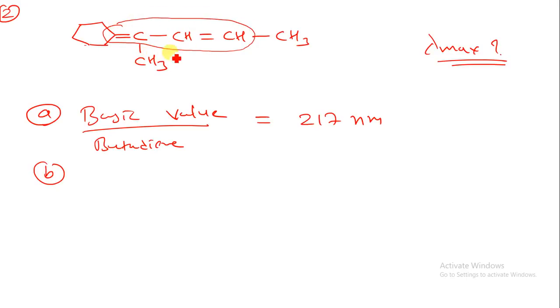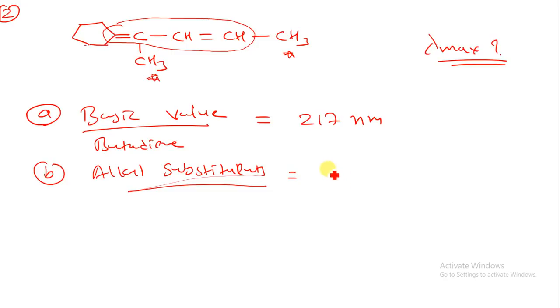So in that parent chain, there are two alkyl substituents over here, one over here, one over here. So I have to add, that is alkyl substituent, the alkyl substituent that is present on the ring. So there are two alkyl substituents, so I have to add 10 nanometer each. For each alkyl substituent I have to add 5 nanometer, so there will be a total of 10 nanometer.